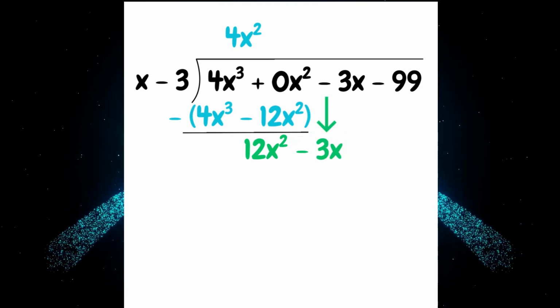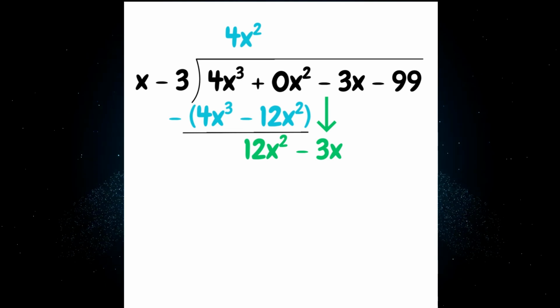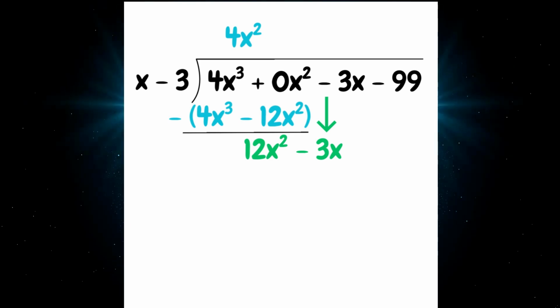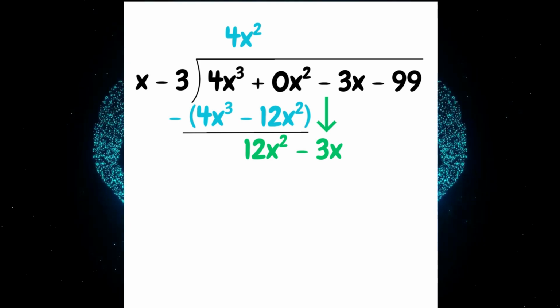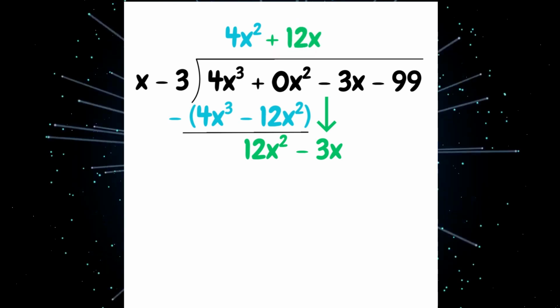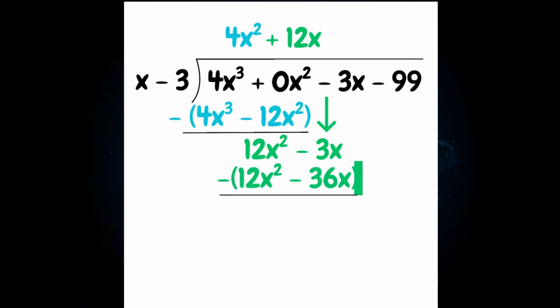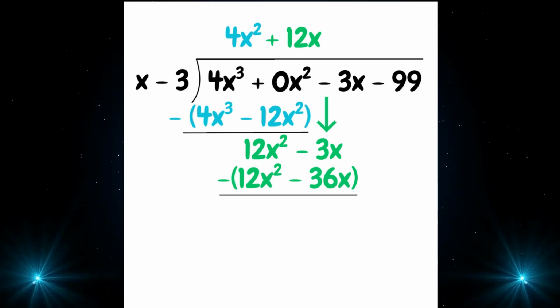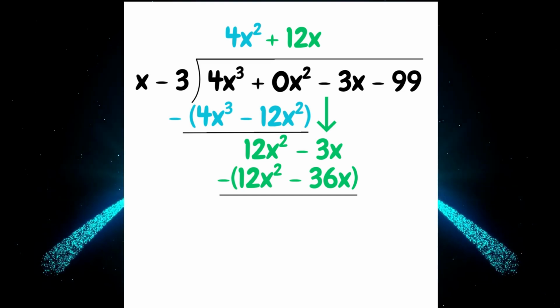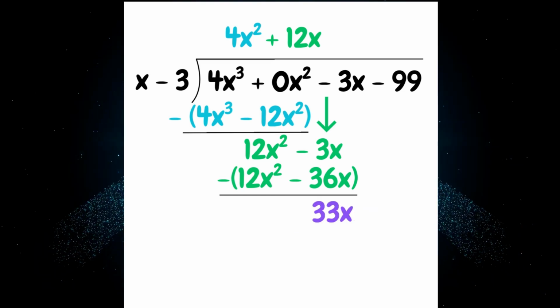From here, I'm going to ask myself again, x times what gives me 12x squared? In this case, 12x. So I'm going to multiply 12x times x, which gives me that positive 12x squared, and 12x times negative 3 gives me a negative 36x. From here, I can do 12x squared minus 12x squared. It's going to give me 0. And negative 3x minus negative 36x is going to end up giving me a positive 33x.